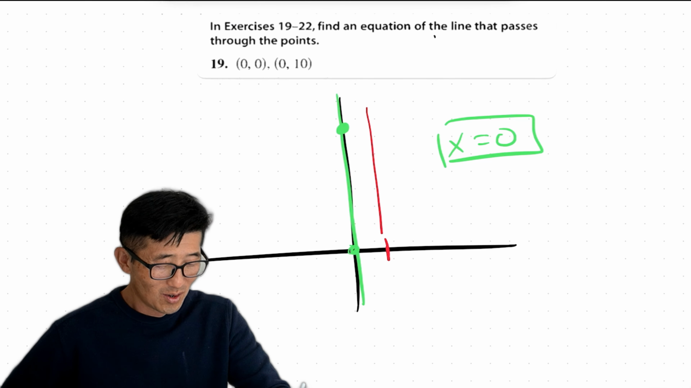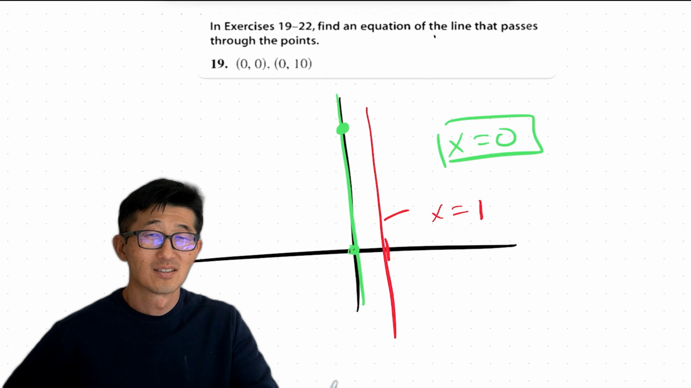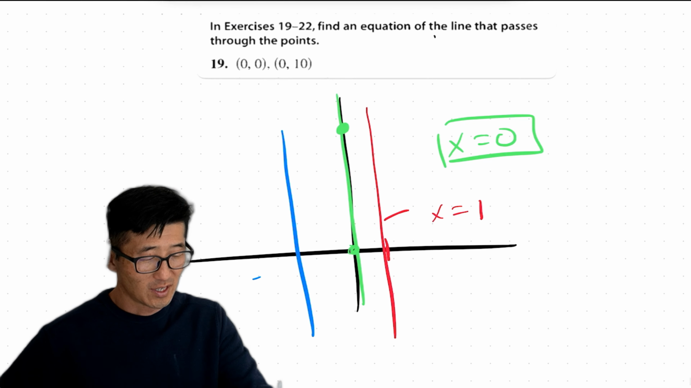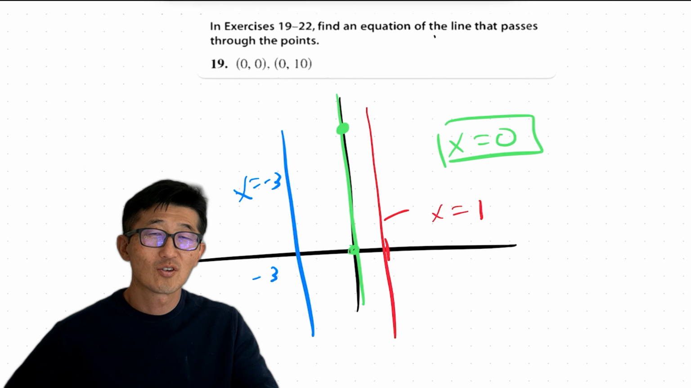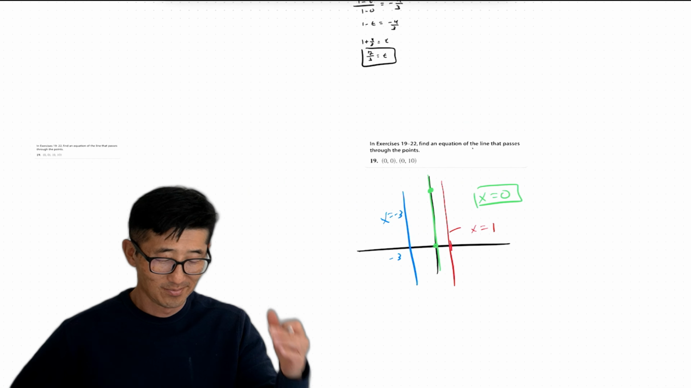What would this red one be? x equals. What would this one be if it was negative 3 here? x equals -3. A vertical line is just x equals whatever number it goes through on the x-axis. And it goes through those points.